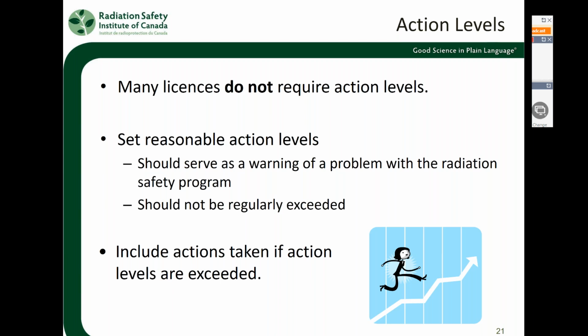If you do decide to set action levels, do not set them too low. So you want to have a reasonable level, and an action level could be a dose, could be a contamination level. It's anything that will help you be warned of a problem with your radiation safety program. And you want to make sure they are not exceeded on a regular basis. So they're showing you a problem, not the regular use of your sources. So do set them high enough to not be regularly exceeded, but low enough to alert you to an issue with your program.